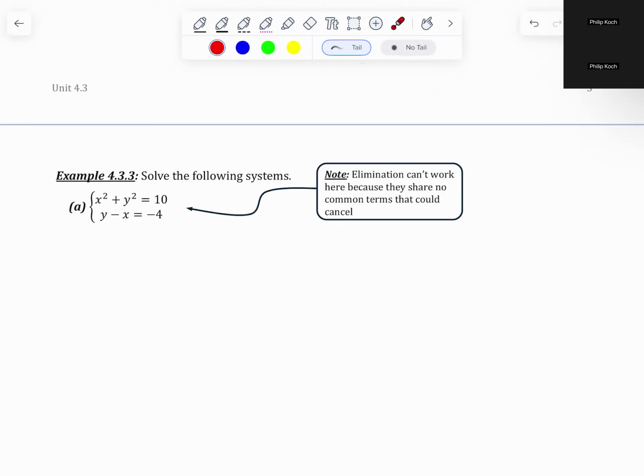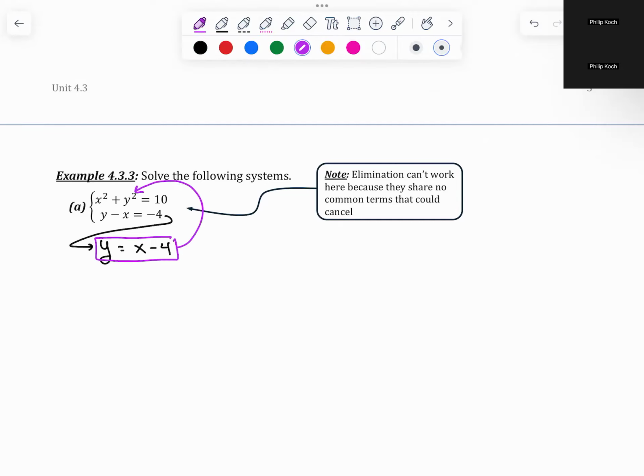So the better option would be to do substitution. And the great news is the bottom equation is a prime candidate for that. You can solve for y or x if you really want to quite quickly. So I'm going to take this one: y is equal to positive x minus 4. And I'll substitute that in for y up above. That will give me x squared plus y squared, but y squared is now equal to (x minus 4) quantity squared, equals 10.